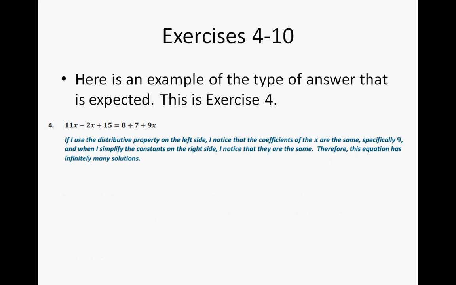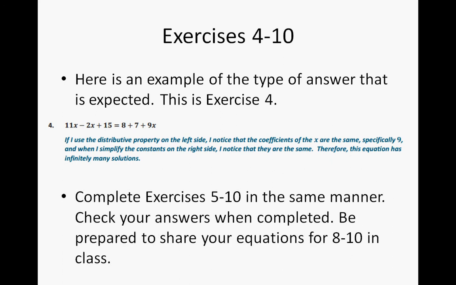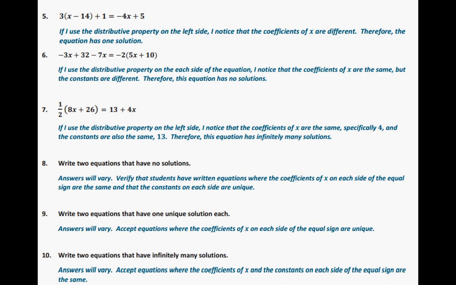All right. Forgot to tell you, be expected to share your equations for 8 through 10 in class. So here are the answers for 5, 6, 7, and then again for 8, 9, and 10. Here are some hints of what you should have. But obviously you're going to have a different equation than someone else at your table group, so you will be sharing those problems in your presentation.